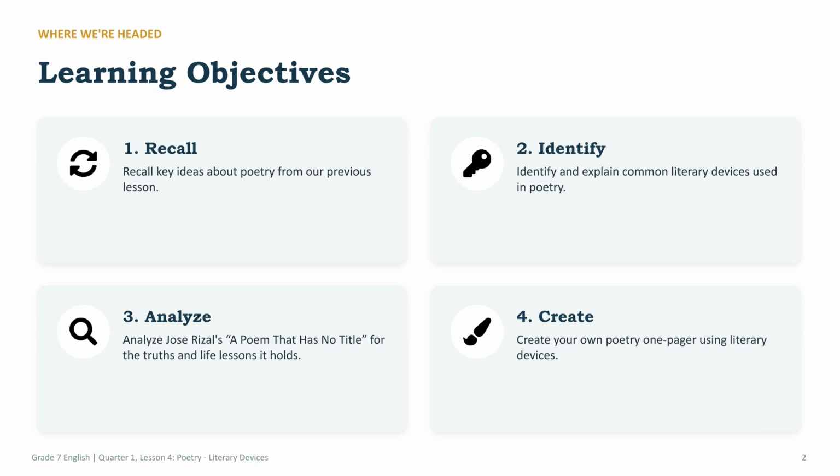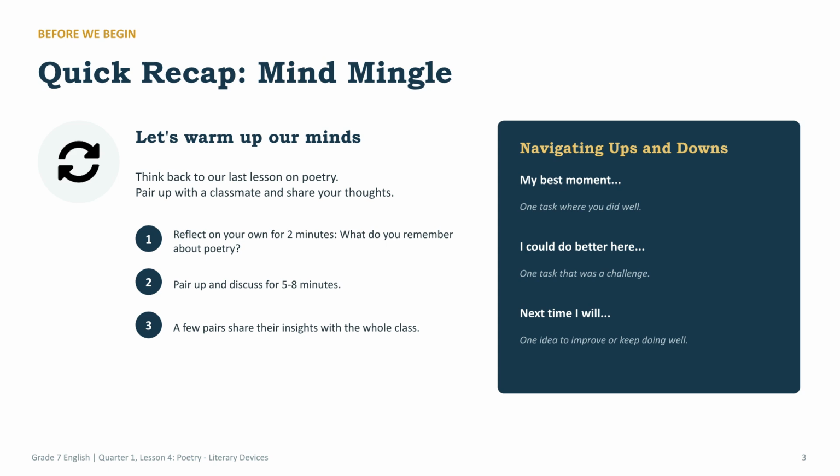Objective 3. Analyze. We will analyze Jose Rizal's poem, a poem that has no title, and dig for the truths and life lessons hiding inside it. And Objective 4. Create. You will create your own poetry one-pager using the very devices you learned today. Recall, identify, analyze, create. Keep those 4 words in mind. They're basically today's roadmap. Let's warm up our minds first.